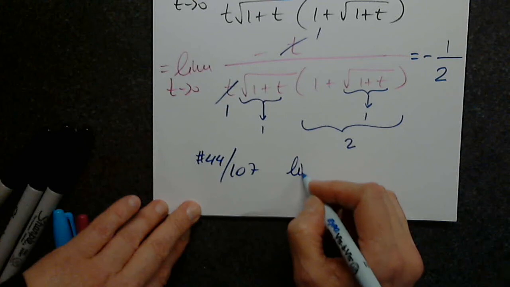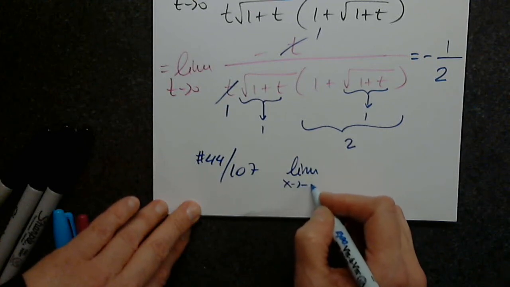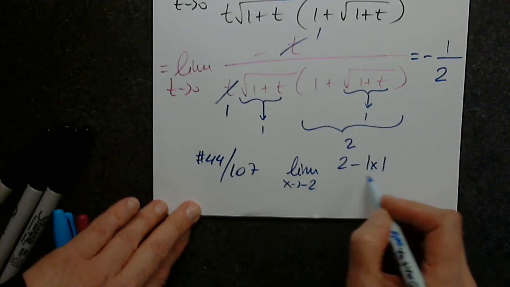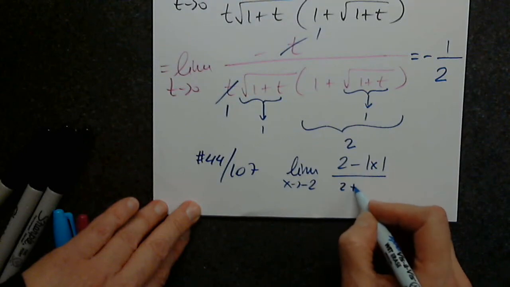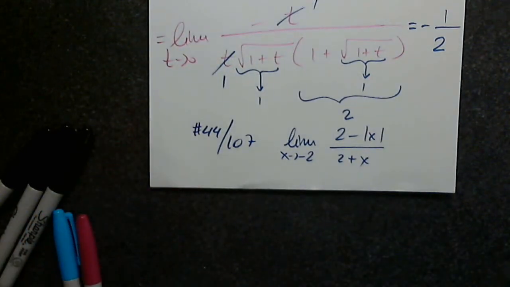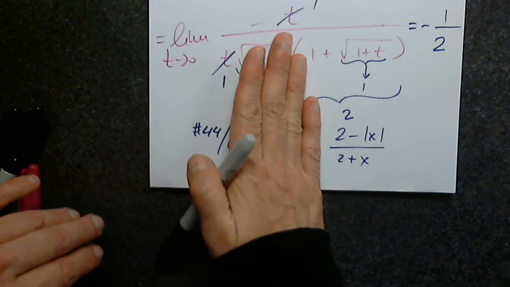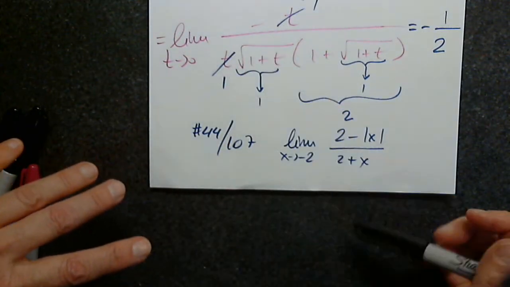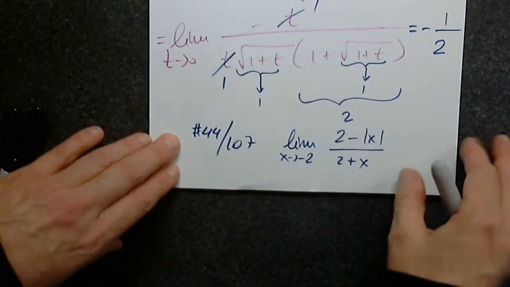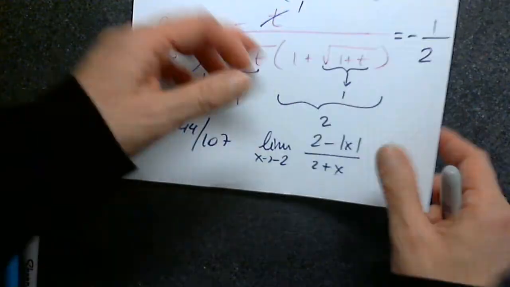The limit is the limit as x approaches negative 2 of 2 minus the absolute value of x, divided by 2 plus x. You will see a similar problem like this again, and it will ask you first to simplify the function. Disregard this, I don't care what this means. I need to fully simplify the function first, before I look at the limit.